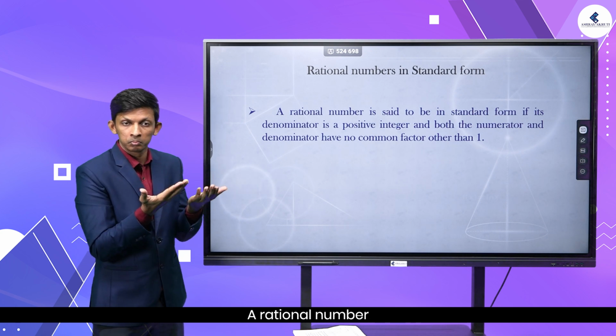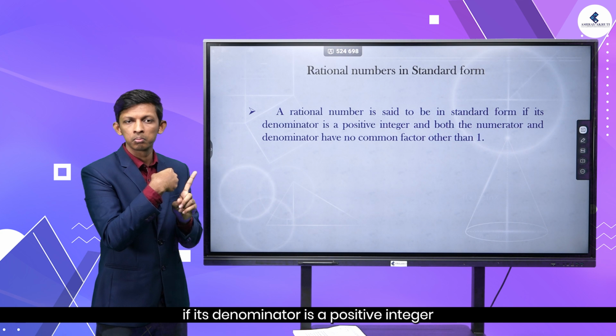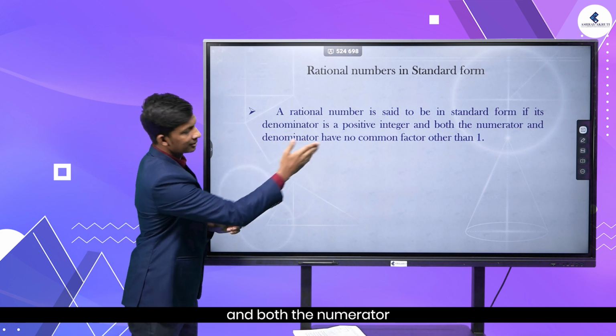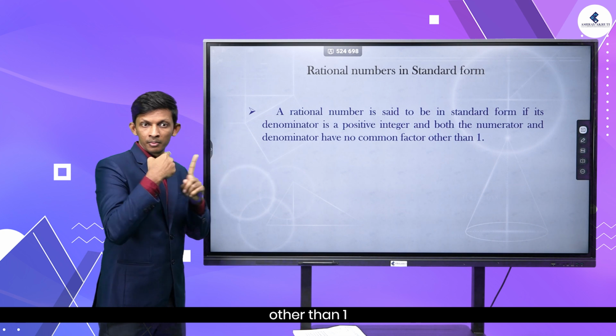A rational number is said to be in standard form if its denominator is a positive integer and both the numerator and denominator have no common factor other than 1.